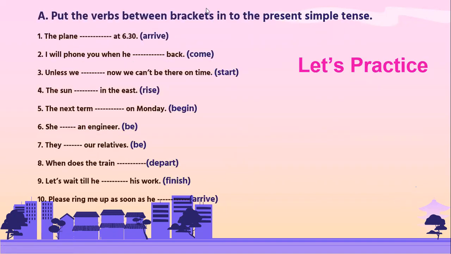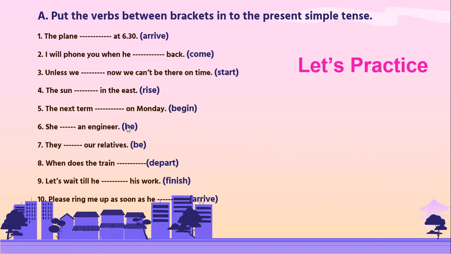So here we have practice to do. You have to put the verbs between brackets into the present simple tense. The plane (arrive) at 6:30. I will phone you when he (come) back. Unless we (start) now, we can't be there on time. The sun (rise) in the east. The next term (begin) on Monday. Of course, these are not the answers. You have to write them.